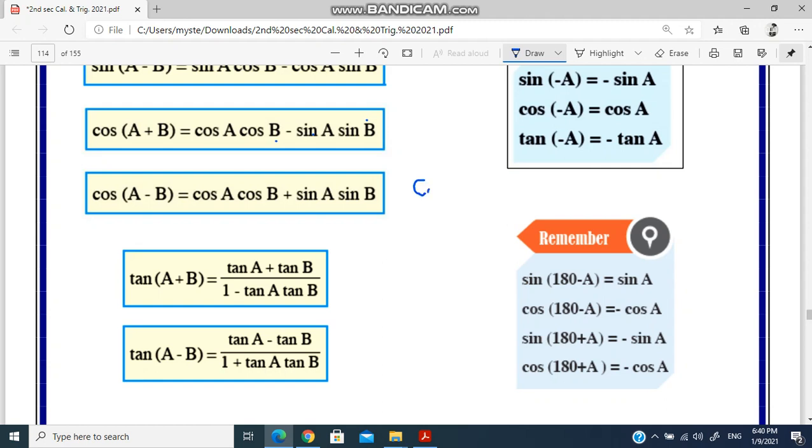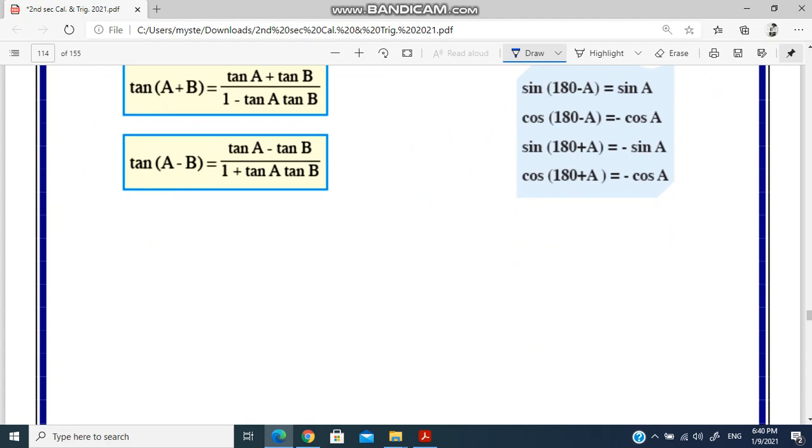So cosine A plus or minus B equals cosine cosine, sine sine, opposite to the sign of A plus or minus B.